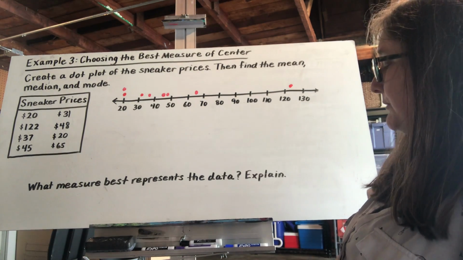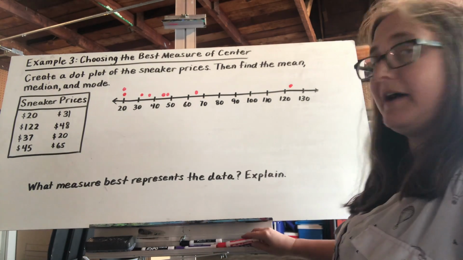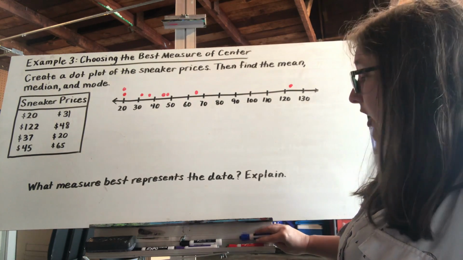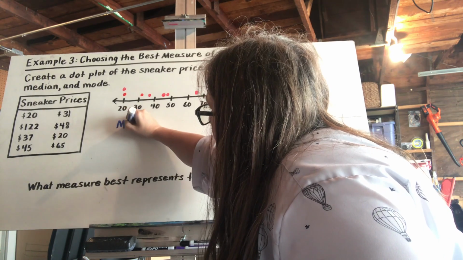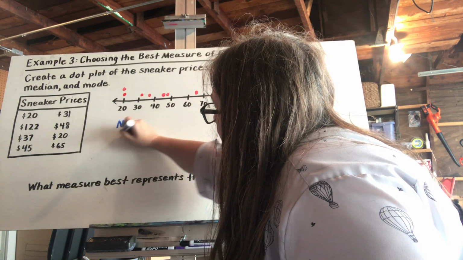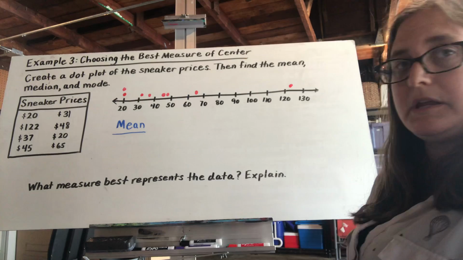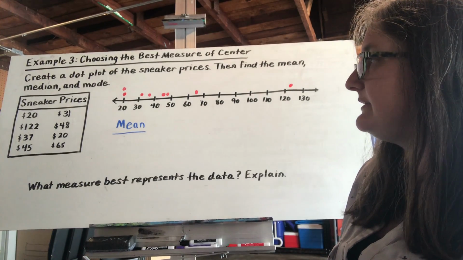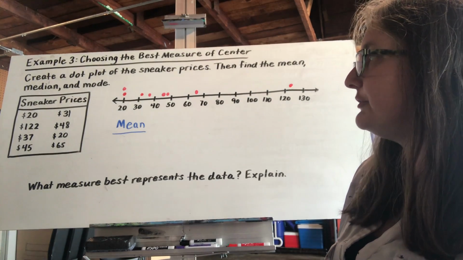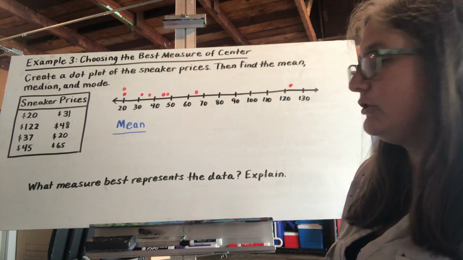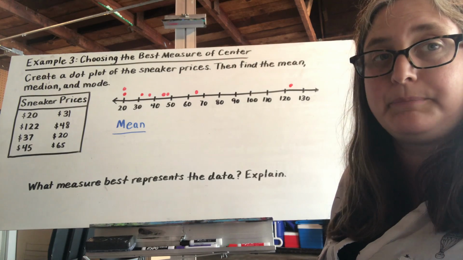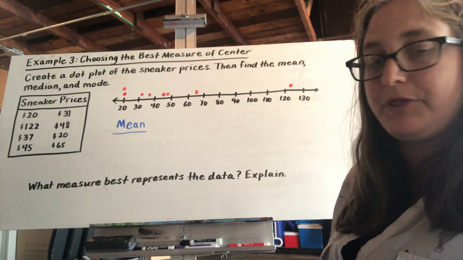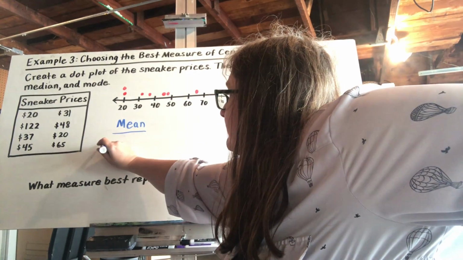So let's start with the mean. In order to find the mean, I have to add up all of the sneaker prices. So I'm adding up 20, 122, 37, 45, 31, 48, 20, and 65. And my grand total, the complete sum of all those numbers, will be $388.